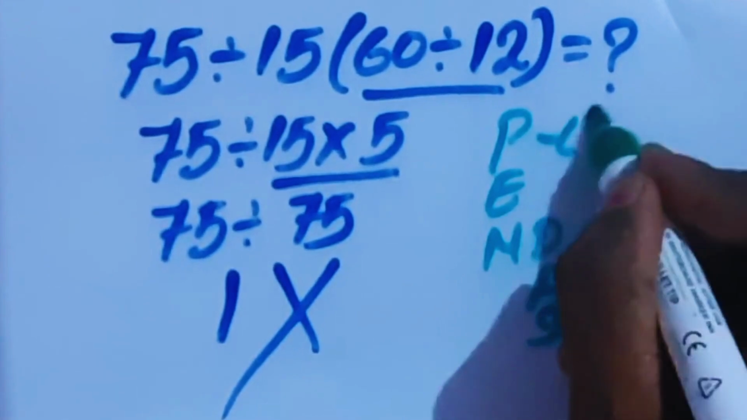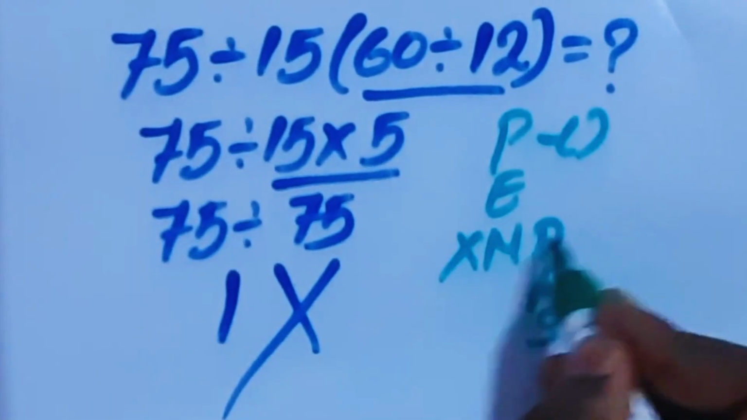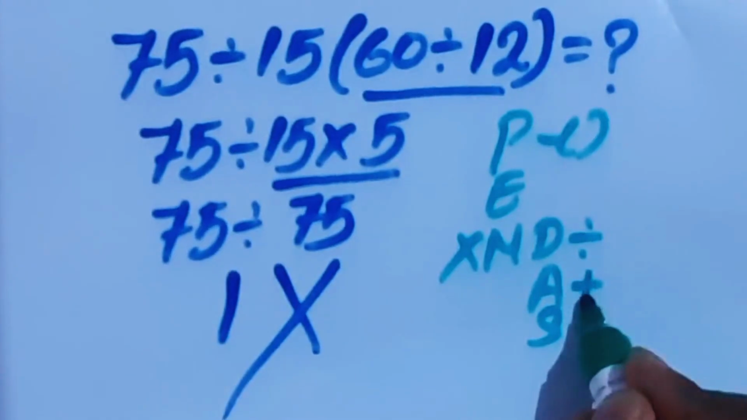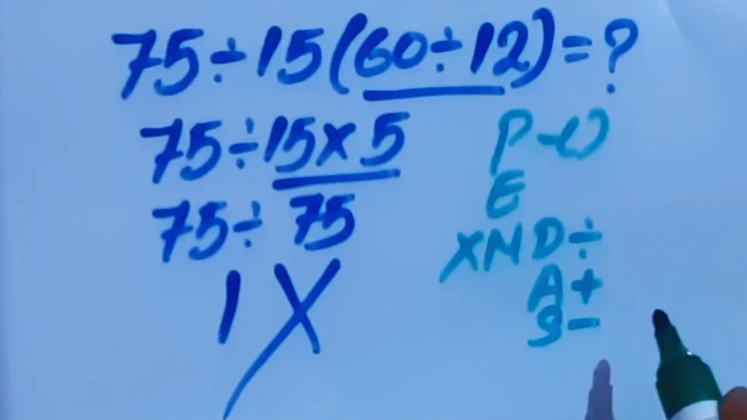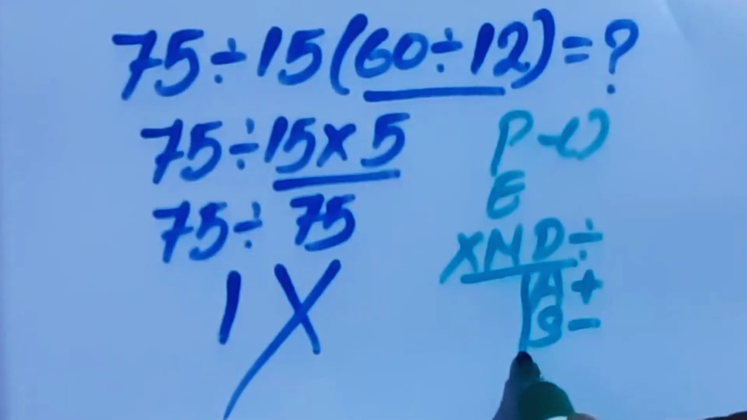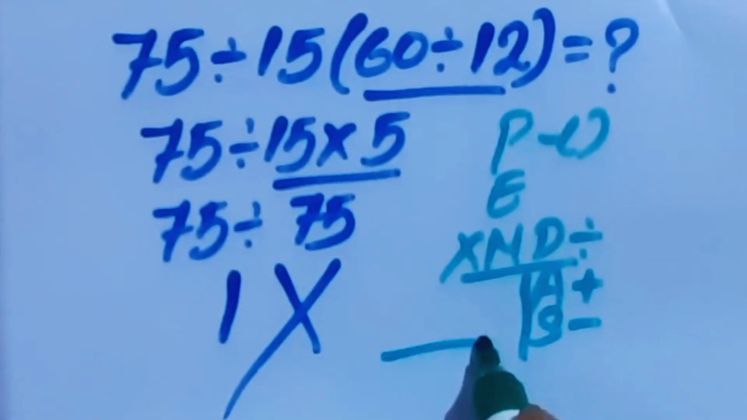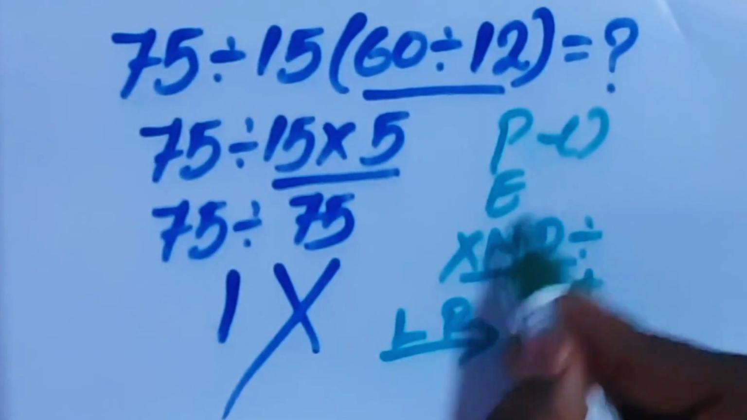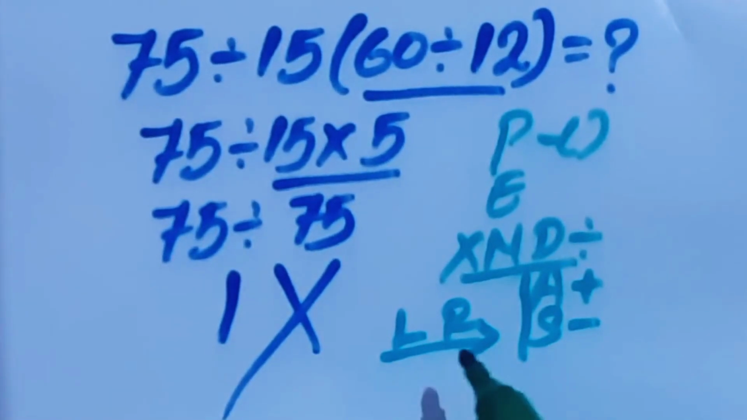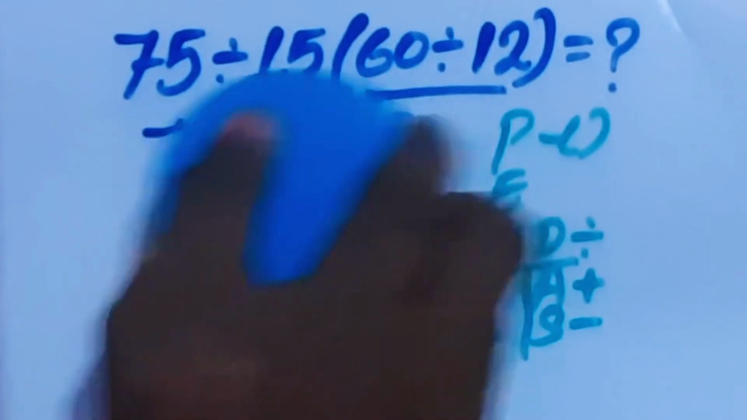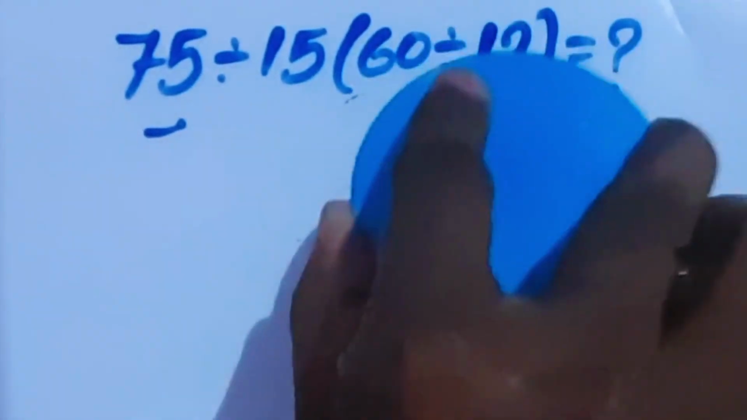Here P is for parentheses (brackets), M stands for multiplication, D stands for division, A stands for addition, S stands for subtraction. Here multiplication and division are equal priority, and addition and subtraction are equal priority. We are going to follow another rule, left to right, for these equal priority actions. Now we are going to solve this problem the correct way by using the order of operations PEMDAS.